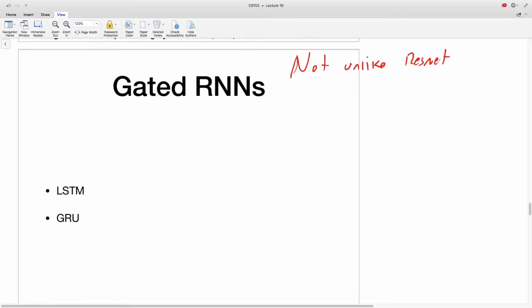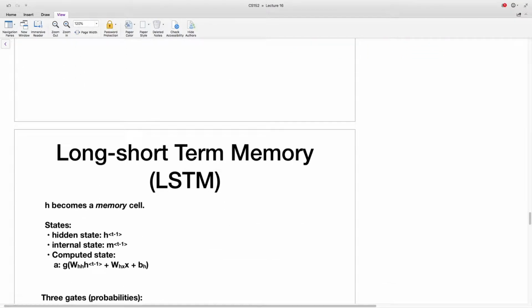LSTM stands for long short-term memory, which I think is a crazy name. I understand long short; maybe long slash short would make more sense. So the idea is we're going to add some new state information. We already have our hidden state, right? We're going to also add a memory cell. And this memory cell we can maintain for long periods of time.